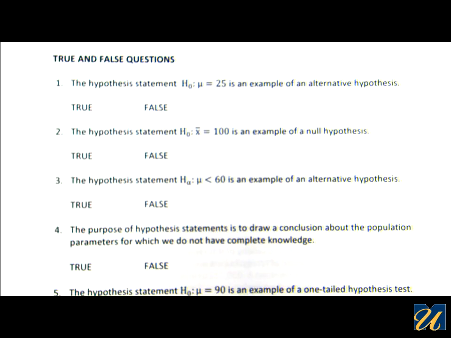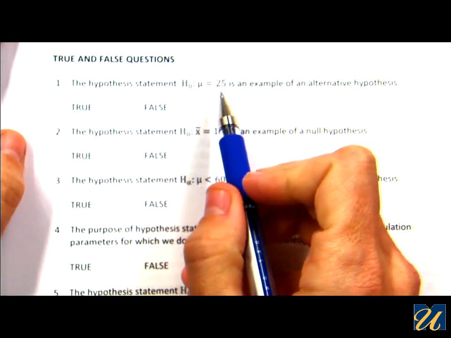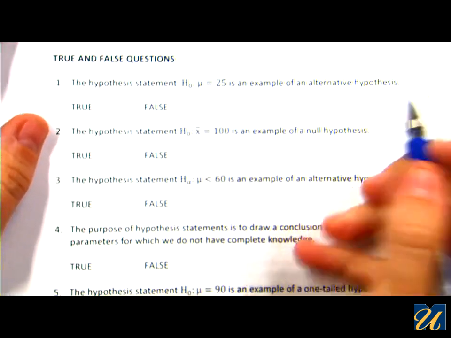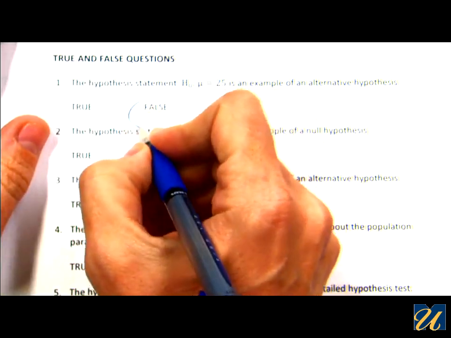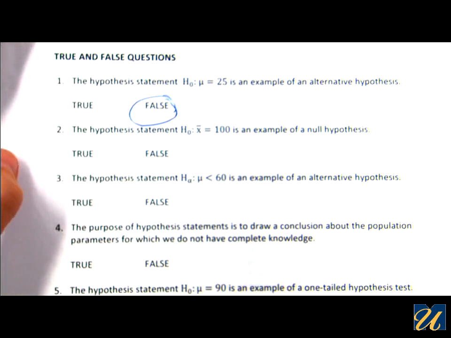Let's take a look at the examples for chapter 10. True and false questions. The hypothesis statement H0 where mu is equal to 25 is an example of an alternative hypothesis. This is false. That's the null hypothesis, not the alternative.